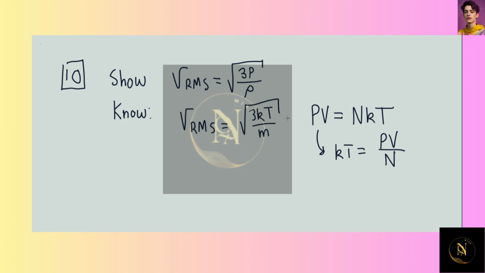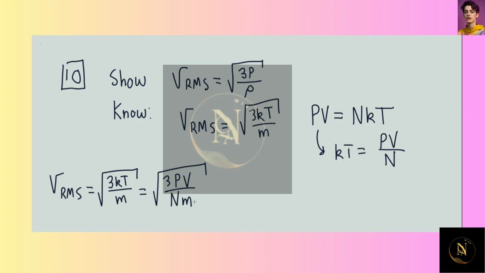Okay. So let's go over here. Let's start with our first expression, this over here. We can replace the kT by this expression involving pressure. That'll get us one step closer. We will be left with 3P times V over big N over little m.